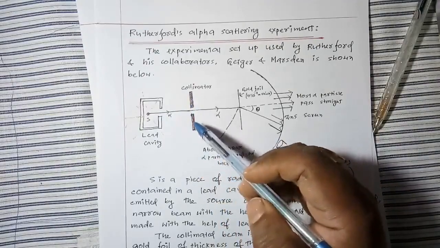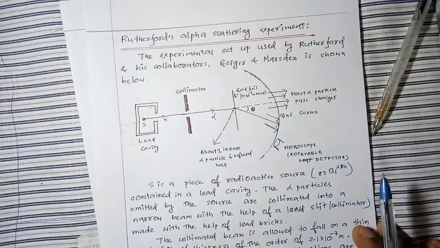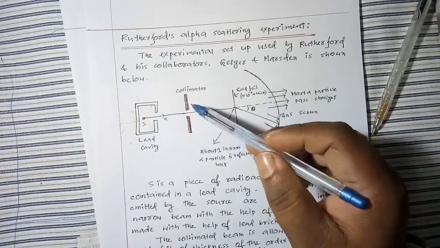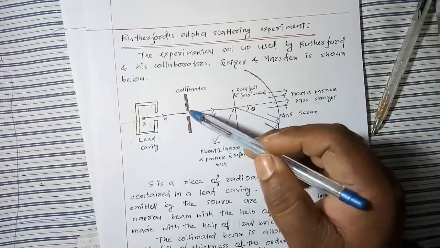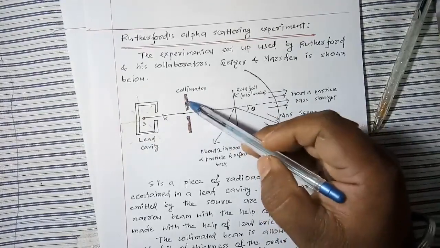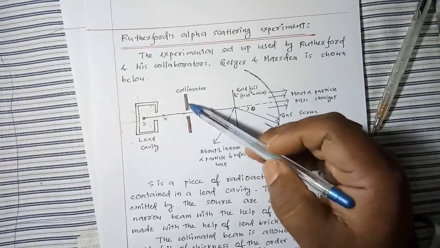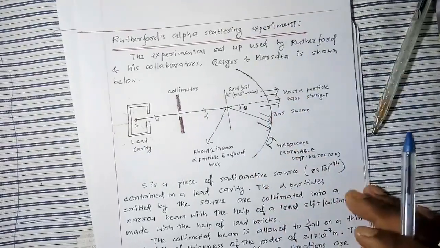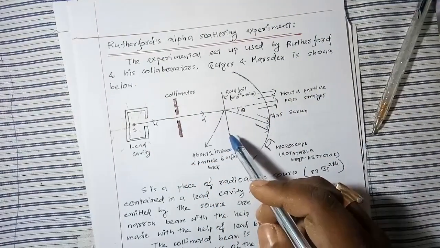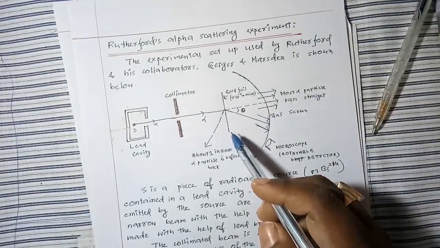So this is a radioactive source. It is kept inside the lead cavity, and we have a fine beam of alpha particles here. And what is this called? Collimator. These two are lead bricks, and they are used to make a slit so that we can have a very fine beam of alpha particles. Why are lead bricks used here? This is because they have high absorbing power.